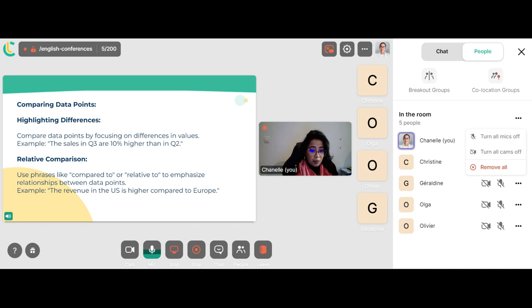When comparing data points, it's important to highlight differences. Compare data points by focusing on differences in values. Example, the sales in the third quarter or Q3 are 10% higher than in Q2. Or a relative comparison. For example, when we use phrases like compared to or relative to emphasize relationships between data points. For example, the revenue in the US is higher compared to Europe.